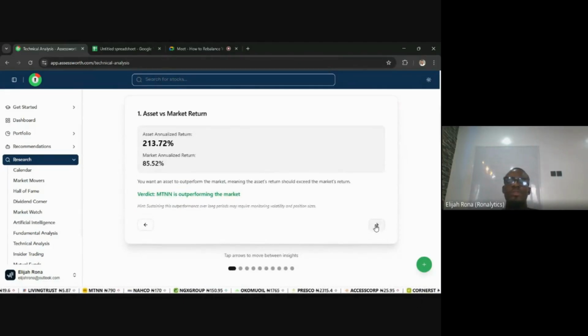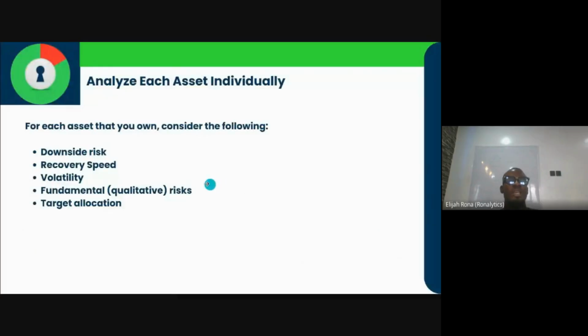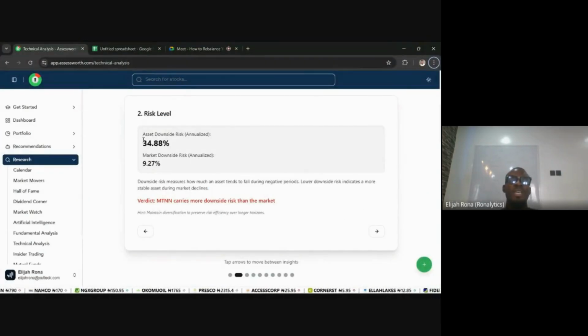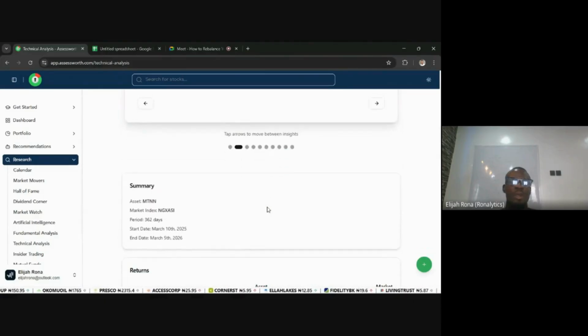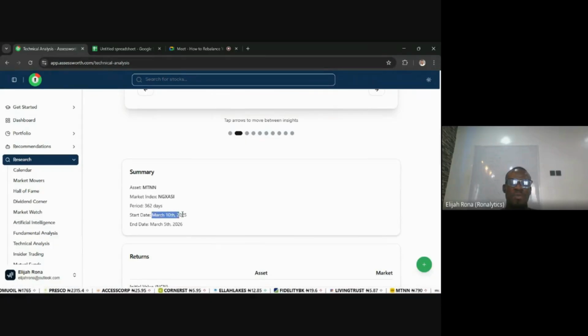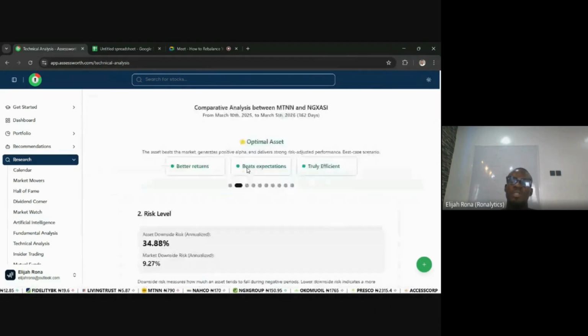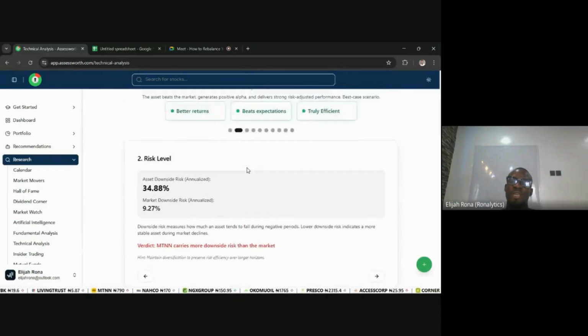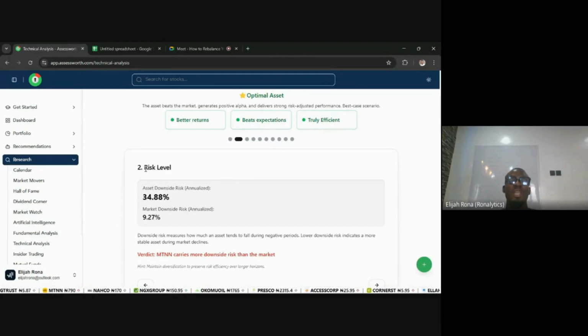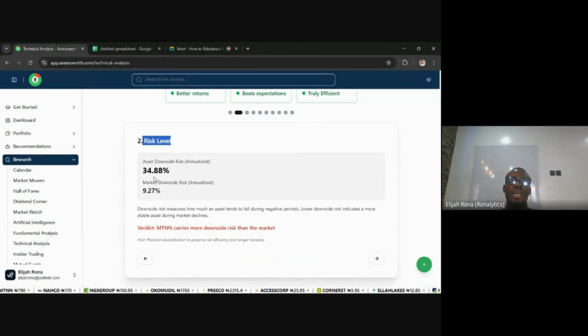Awesome. So what are we checking? We want to check the downside risk. Fine. This is MTN's downside risk based on 1 year of data. Look at it from March 10, 2025 to March 5, 2026. The data on the MTN page uses 5 years, so you're looking at March 10, 2021. That one is not as volatile as this one. So looking at the risk level, we are saying that MTN's downside risk is around 34.88.